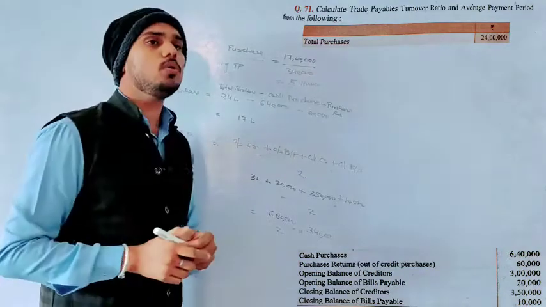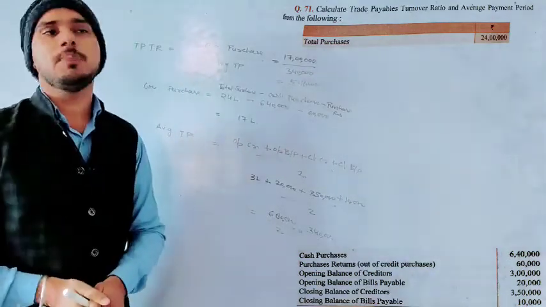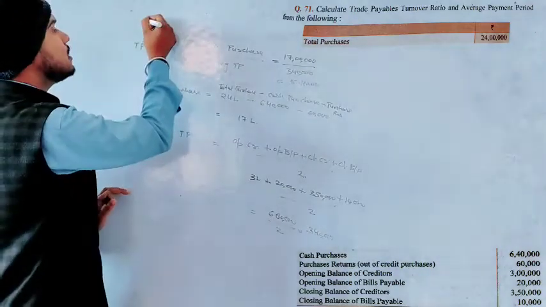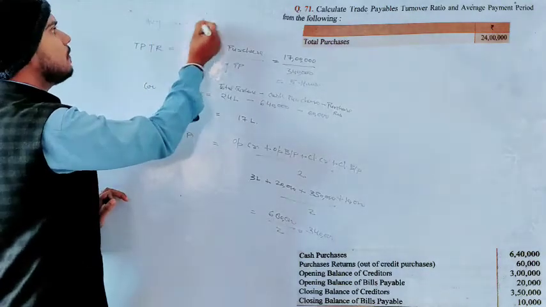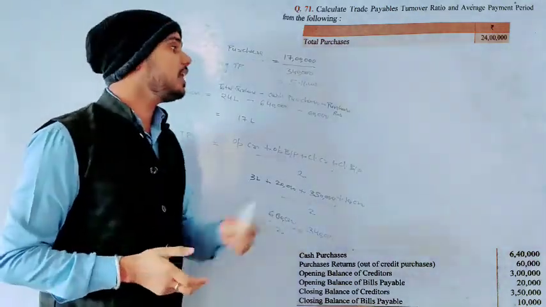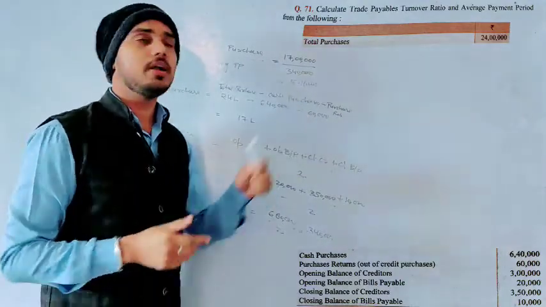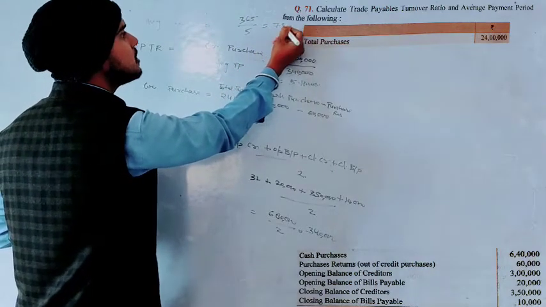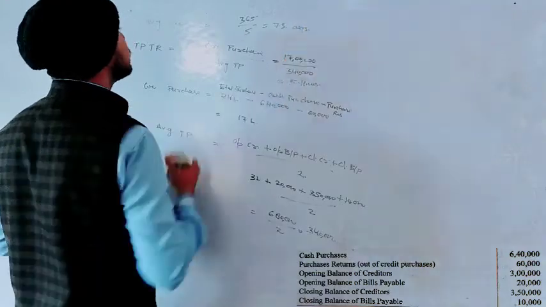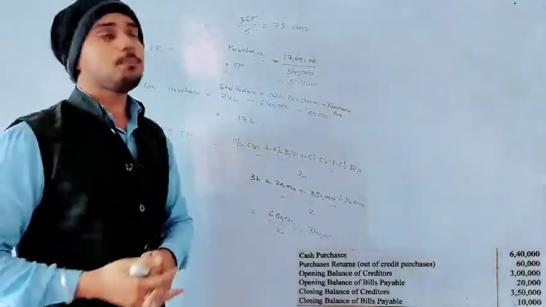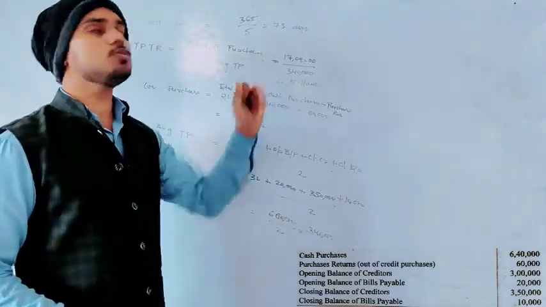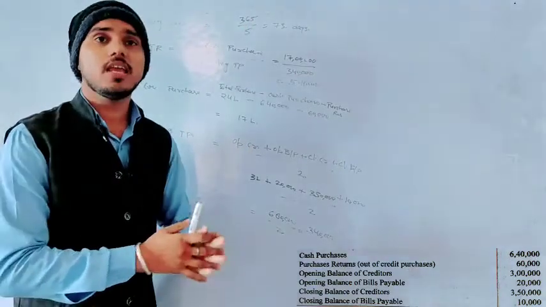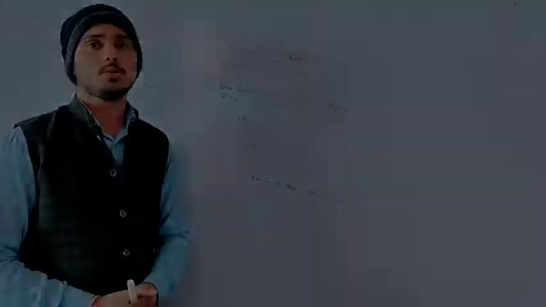Right? Now we want to know the average payment period also. So that is easy. If you want to calculate that in days, all we have to do is, the average payment period formula will be 365 divided by this 5 times. So if we do 365 by 5, we will get how much? 73 days. Right? So this will be our average payment period. If you want to calculate that average payment period in weeks, we can use 52 instead of 365. Right? So this way we can calculate our trade payable turnover ratio.